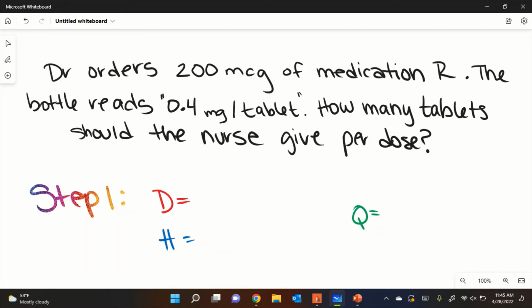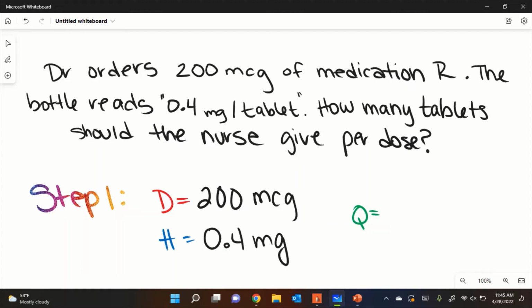So D is what the doctor ordered. The doctor ordered 200 micrograms of a medication. H is still the mass of medicine per dose on hand. The bottle reads 0.4 or 4/10 of a milligram per tablet. We always stop with the first unit, right? So we're going to write 4/10 of a milligram.